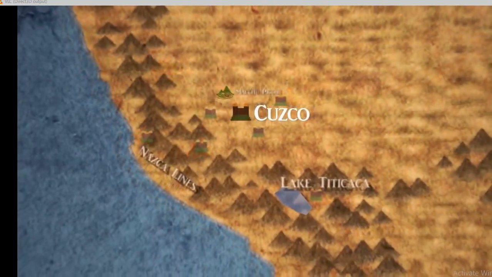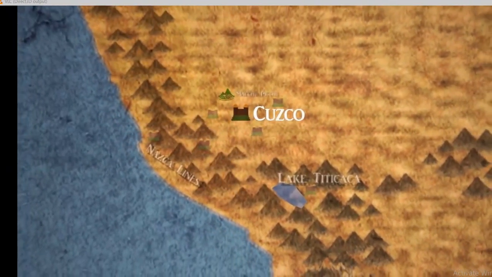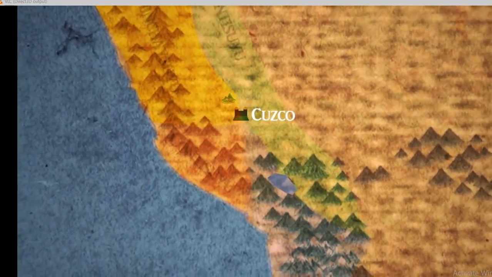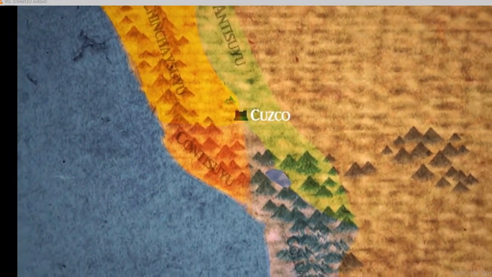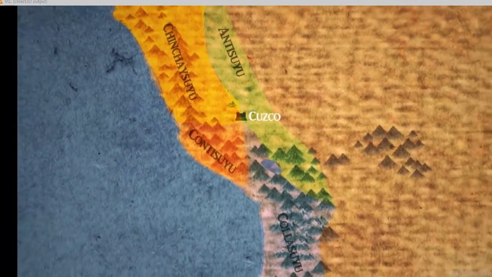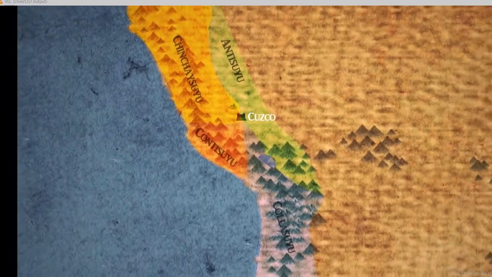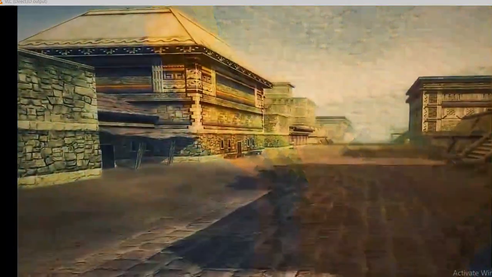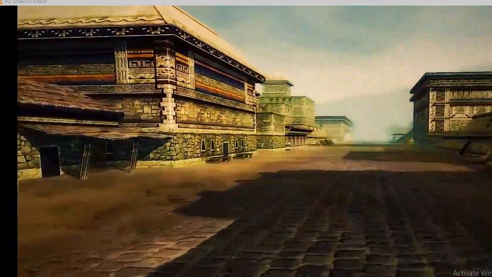Pachacuti reorganized the kingdom of Cuzco into Tawantinsuyu using a federalist system. He split the empire into 4 parts, or suyus, each managed by provincial governors that reported directly to the central government in Cusco. Cusco was transformed into a suitable imperial city and center to Pachacuti's new empire.